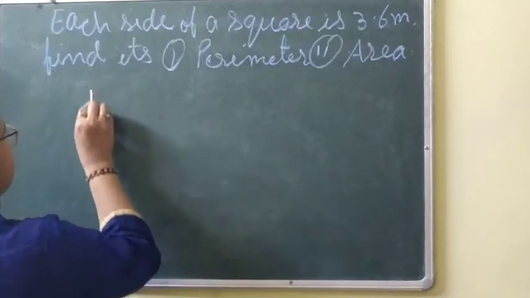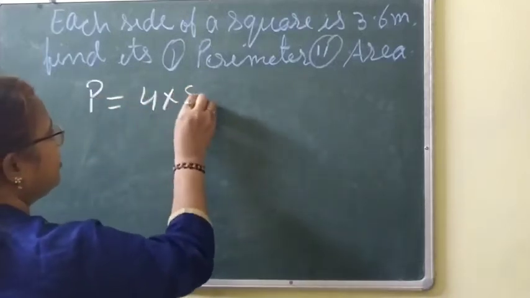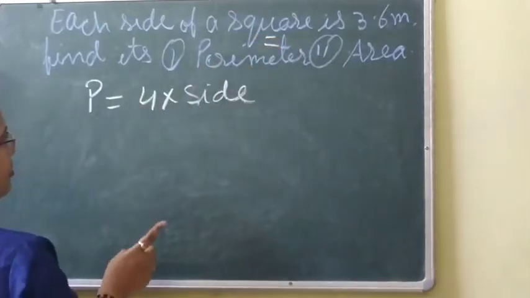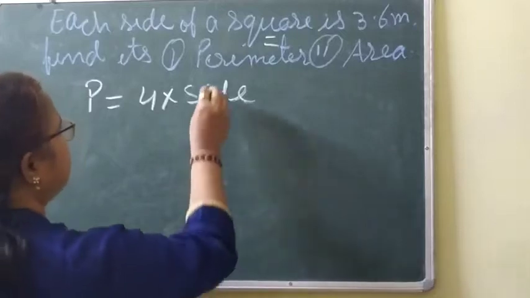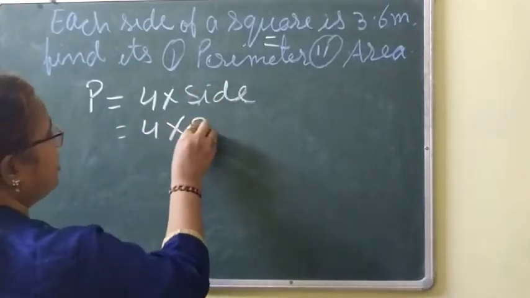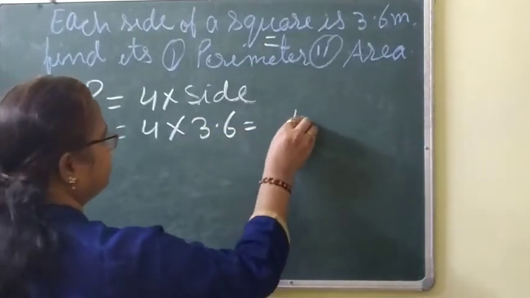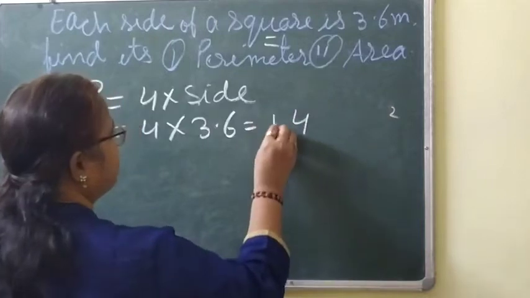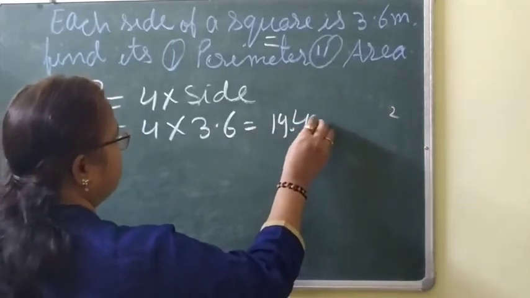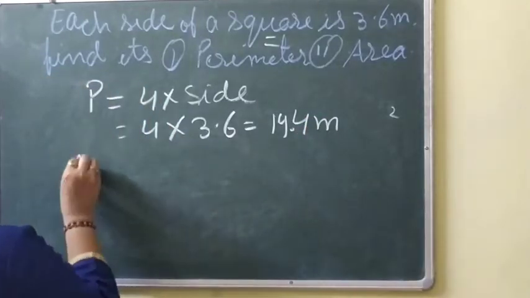So, first perimeter. The formula to find perimeter is 4 into side. Clear? Because this is a square. So, perimeter of a square is equal to 4 into side. So, we can write here 4 into 3.6. So, it will be 14.4. Clear? 14.4 meter. Answer. Perimeter.